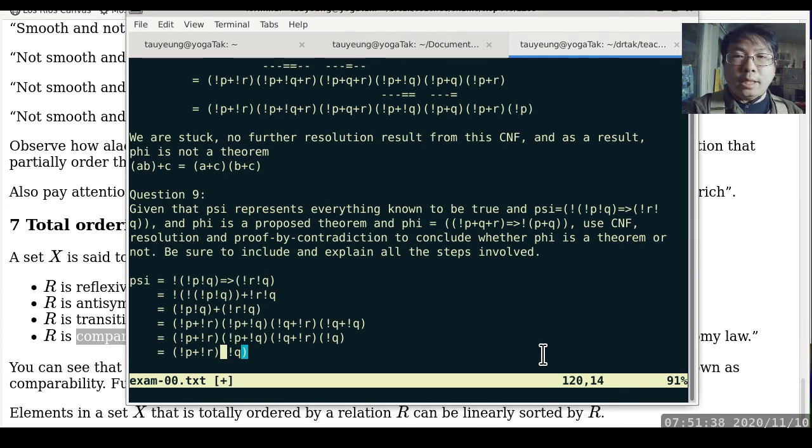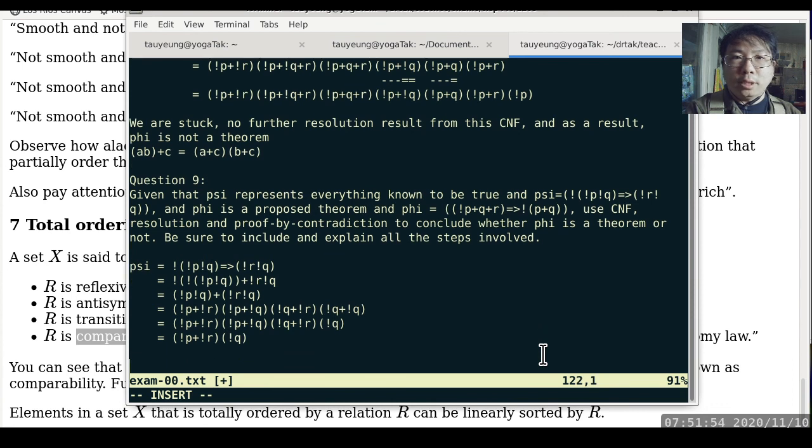Now, if somebody asks me, do I have to do the simplification? The answer is no. You don't have to, because this is already a CNF. Even though it looks really ugly, it's already a CNF. But the more simplification you do, the more time you can save when you have to deal with the resolution.